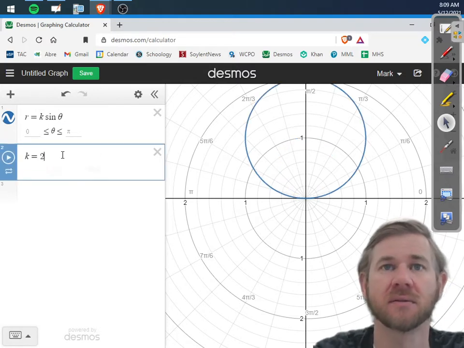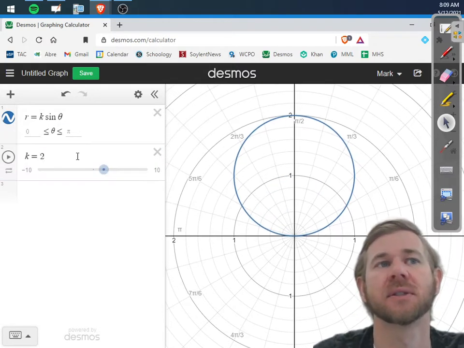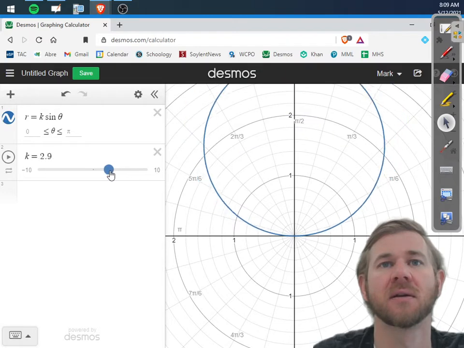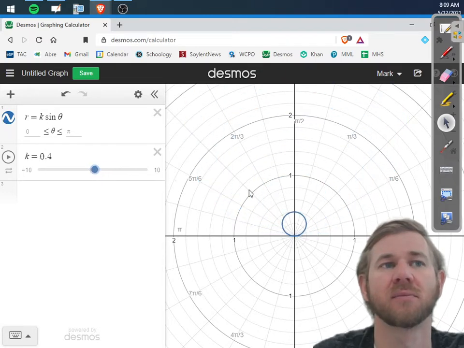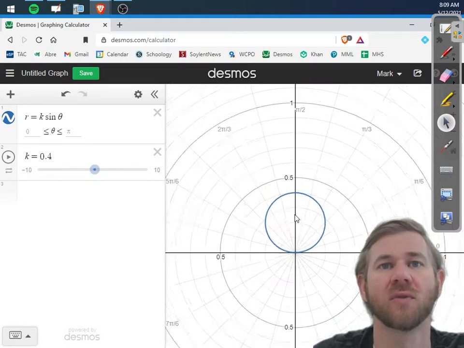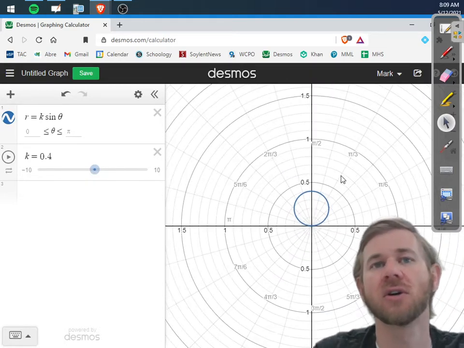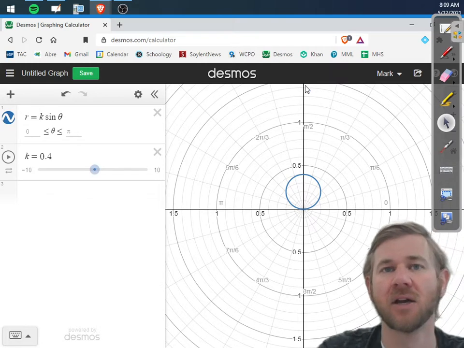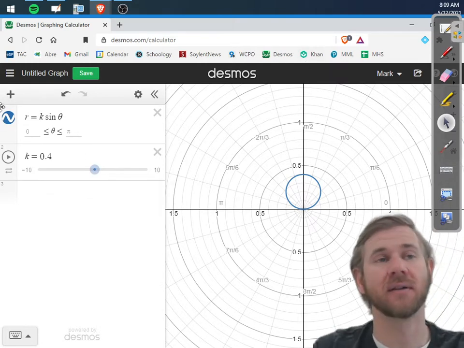What if I do k is 2? Okay, k is 2. All right. What if I make k bigger? Oh, is this the diameter? 0.4? Yeah, that's 0.4. Okay, cool. So it's a circle centered on the y-axis whose diameter is whatever k is.